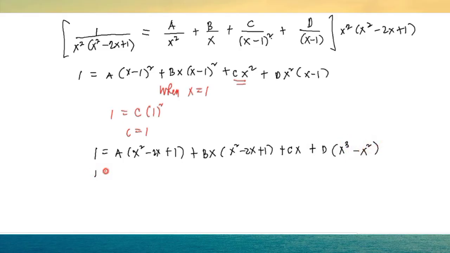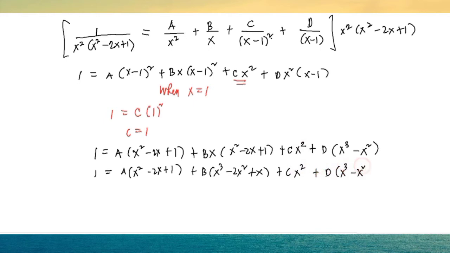So simplifying further, and we will have a x squared minus 2x plus 1 plus b times x cubed minus 2x squared plus x plus, I'm sorry, nakalimutan yung square, c x squared plus d x cubed minus x squared.